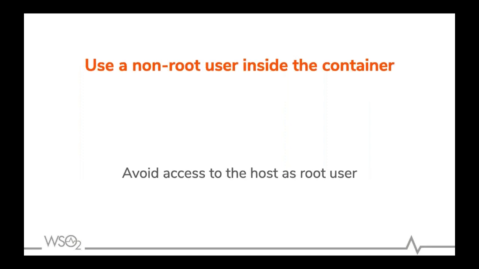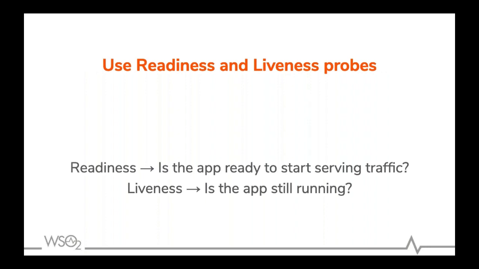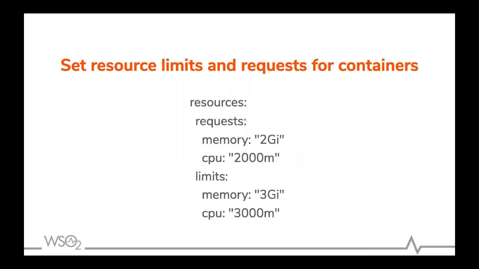Another one is to use a non-root user inside the container. Always use a non-root user, otherwise it will open access to the host as a root user as well. And you can use readiness and liveness probes. Readiness is about whether the app is ready to start serving traffic, and liveness is about whether the app is still running. These are very vital factors when you are deploying applications in Kubernetes. So you can use those as well.